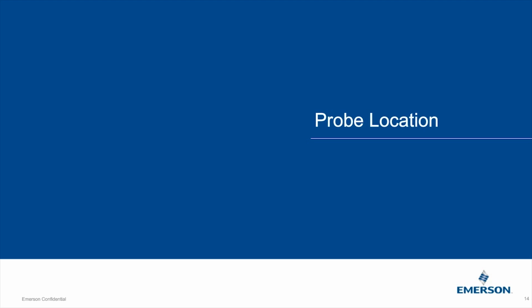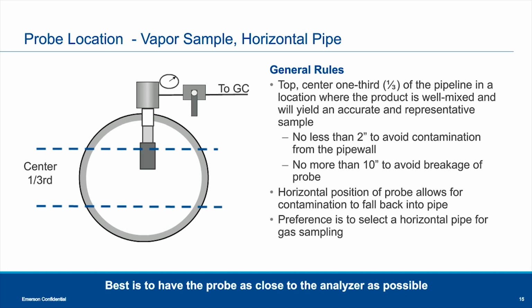Okay. So taking the same screenshot from the last slide, this is a vapor sample. It's in a pipe that's horizontal. This is actually pretty much the ideal condition for a vapor. We always tell you to be on center, 1/3. And so you want the probe basically 1/3 of the way down in that center section. The reason for that is if you get too close to the pipe wall, you pick up the contamination of the schmooze that's there. So if you're right in the center, it's a good spot.